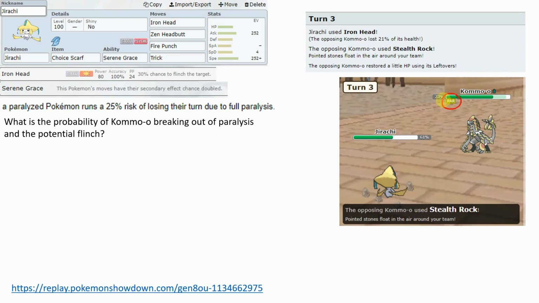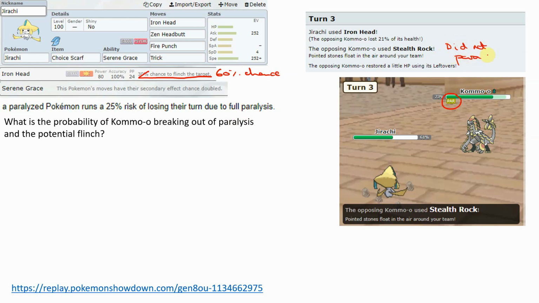When a Pokemon is paralysed, as you can see Kommo-o is, they have a 25% chance of risking full paralysis. It's basically like they miss a turn, they don't move. And when Jirachi goes for Iron Head, which generally has a 30% chance to flinch, with his ability Serene Grace, that doubles the secondary effect. So actually this turns to a 60% chance, so it's a pretty dirty tactic, and you just pray that you can keep hitting them and the opposition never moves, especially if you paralyse them before. And we'll see that when I did this, Kommo-o broke out.